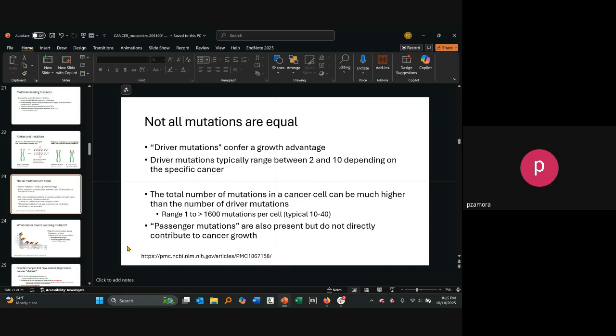The others, the ones that are not driver mutations, are classified as being quote unquote passenger mutations. The mutations are present, but they do not necessarily directly contribute to cell and cancer growth.